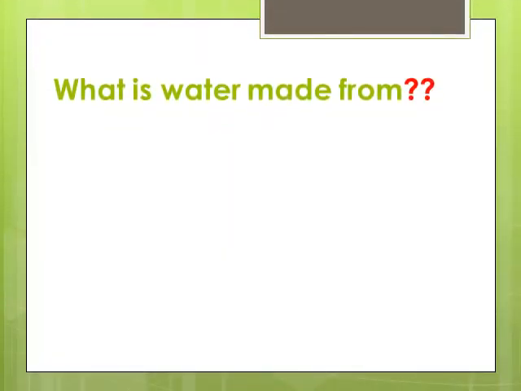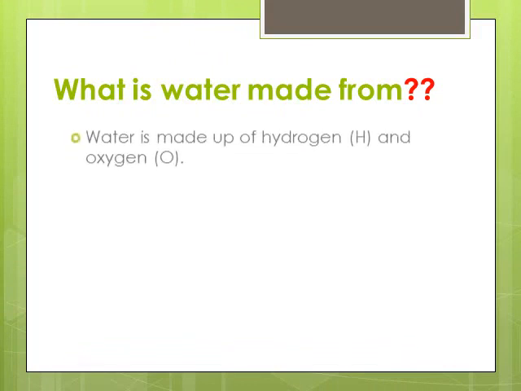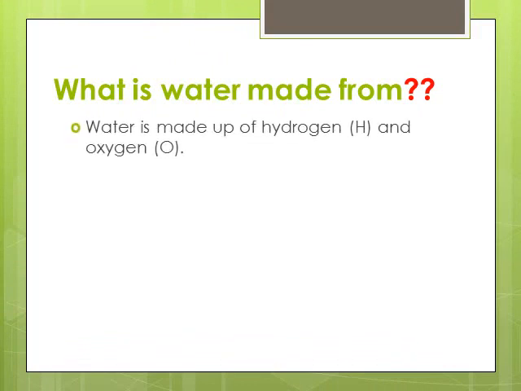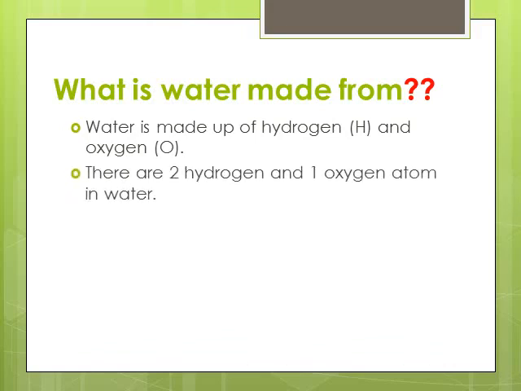Here the question is, what is water made from? Water किस चीज से बना है? Water is made up of hydrogen and oxygen. There are two hydrogen and one oxygen atom in water.